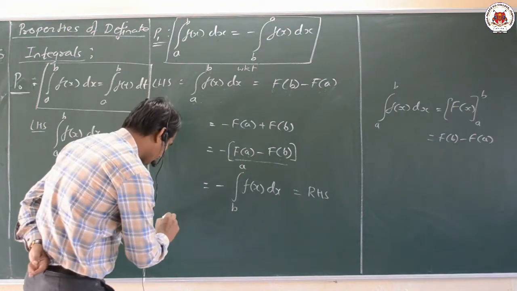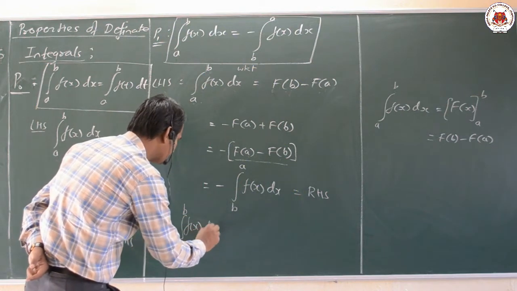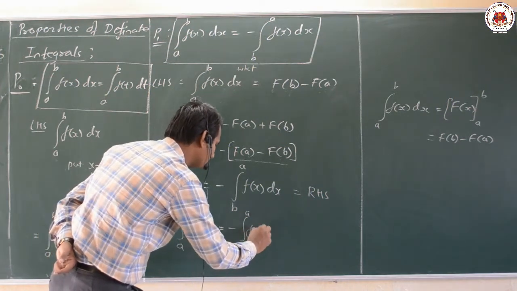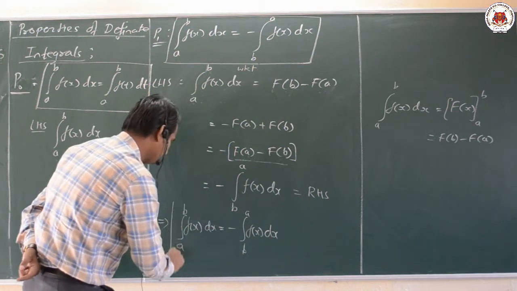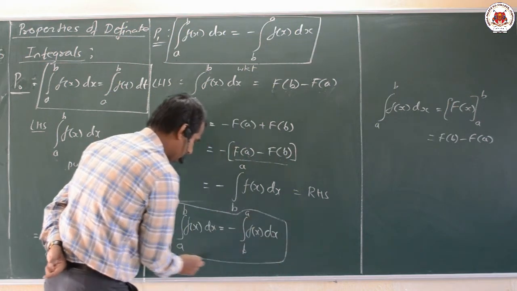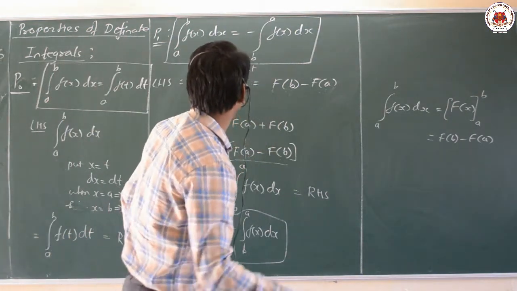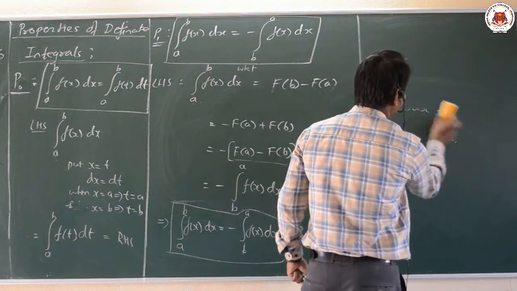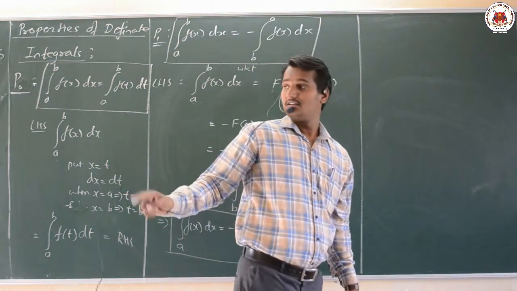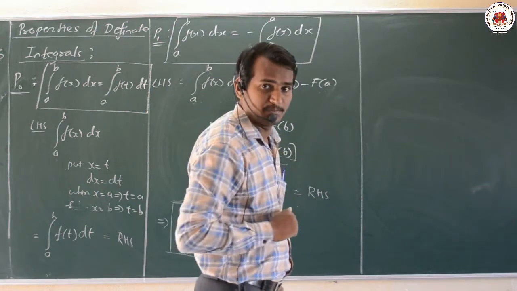Now that implies we can write integral from a to b f of x dx equal to minus of integral from b to a f of x dx. That is nothing but our required result. Very simple property it is. Okay, dear students, now let us start with the next property. This is an important property. Now these two are basic properties that will be required for our forthcoming properties here.